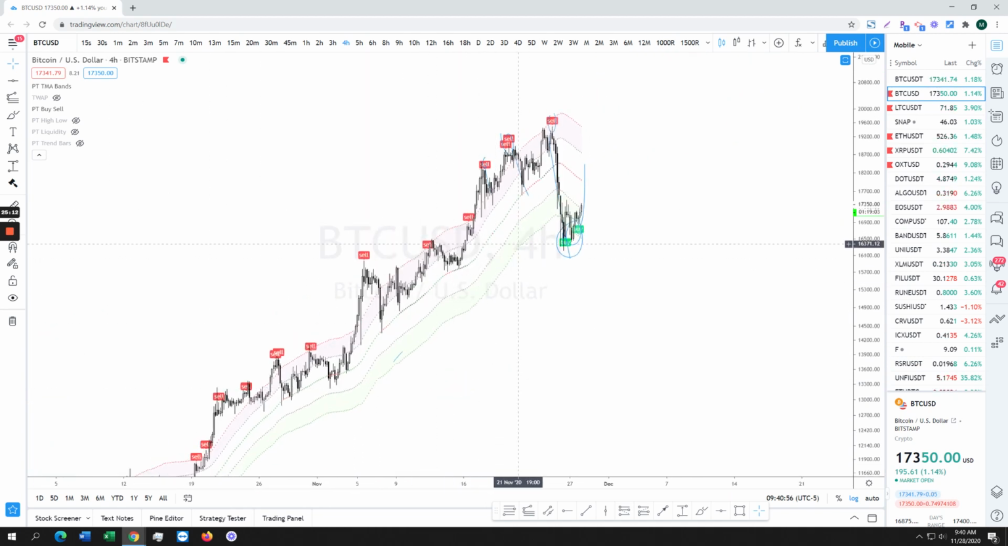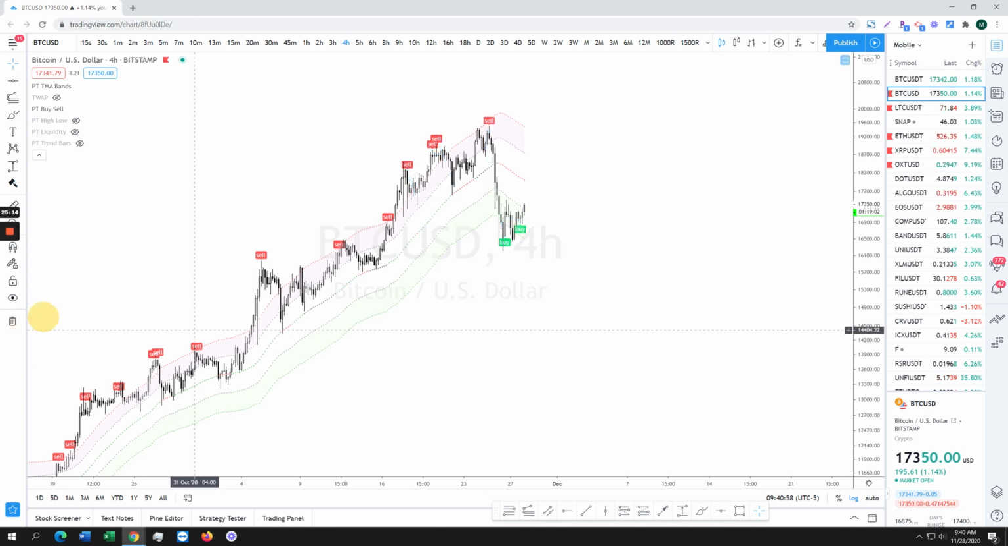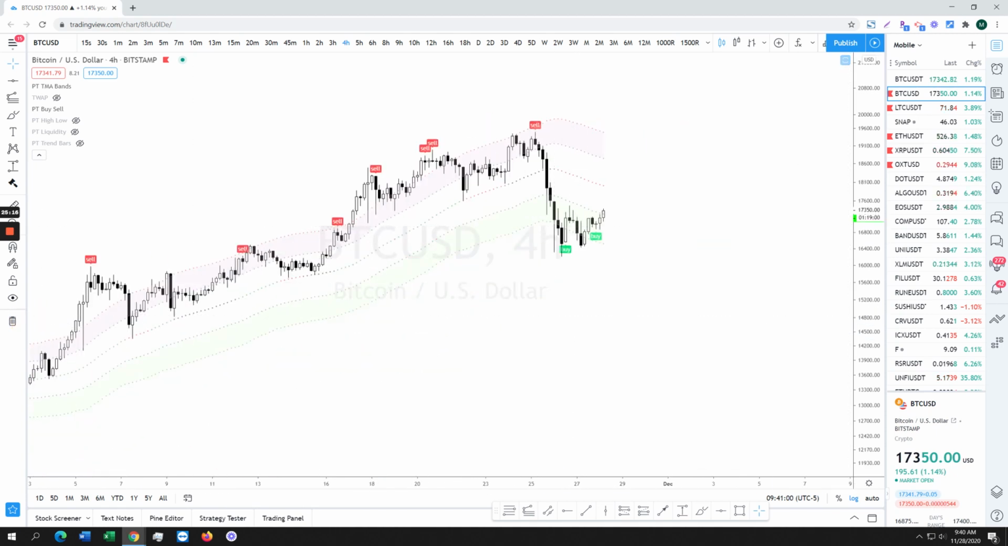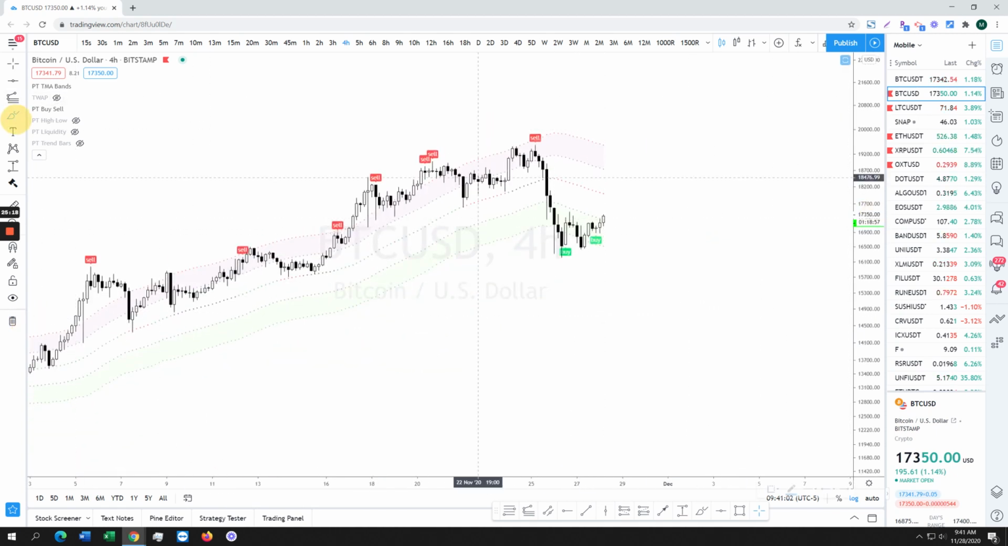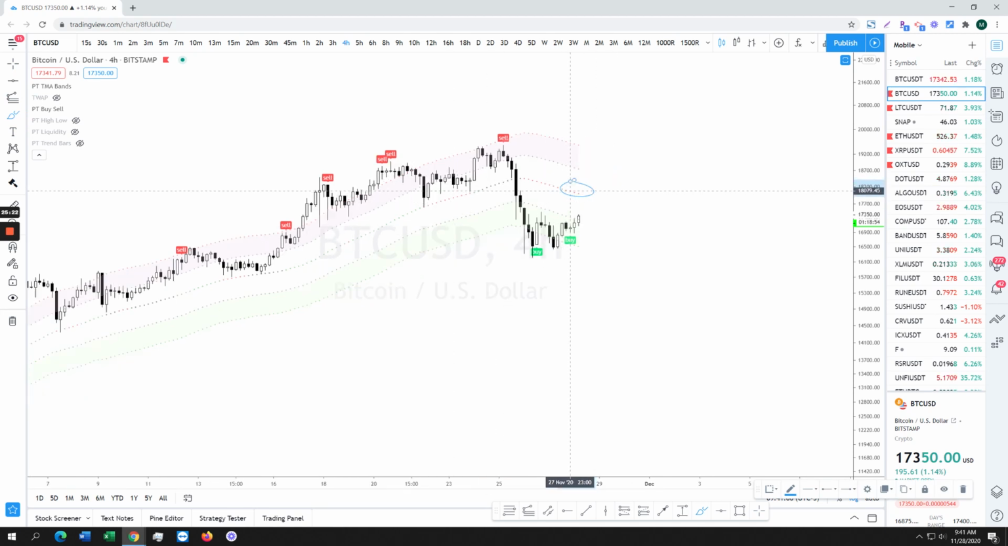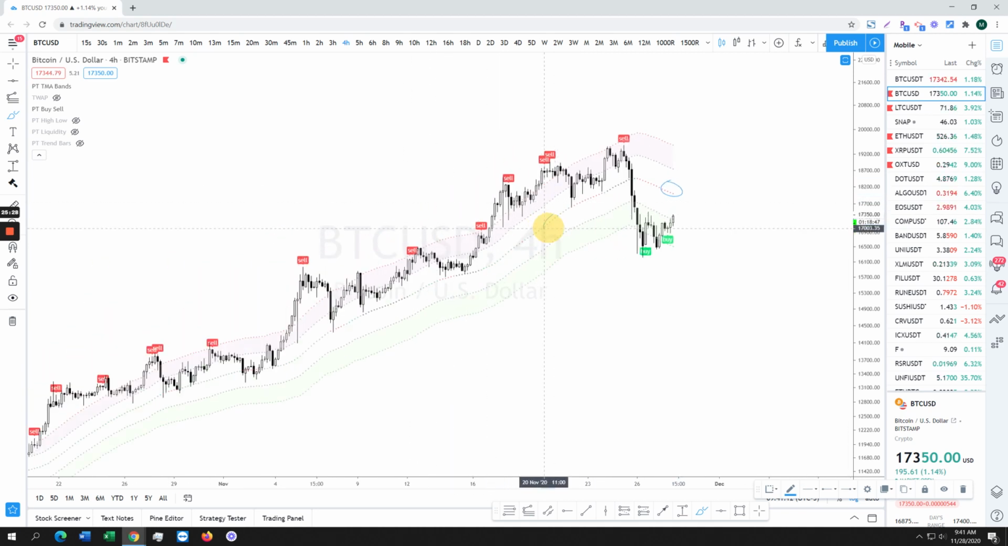I don't trade without my TMA bands. They're on all the time, all the time. It just tells me if we're bearish or bullish. If we're under the mid TMA band, we're kind of bearish. If the mid TMA band is red, trend is bearish. If the mid TMA band is gray, it's like neutral. If the mid TMA band is green, like over here, see how it's green? It flips colors. We're bullish. So that's how I play it.